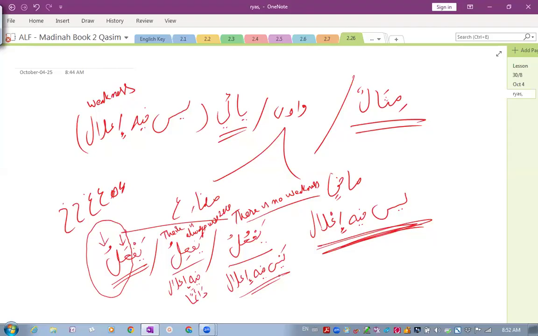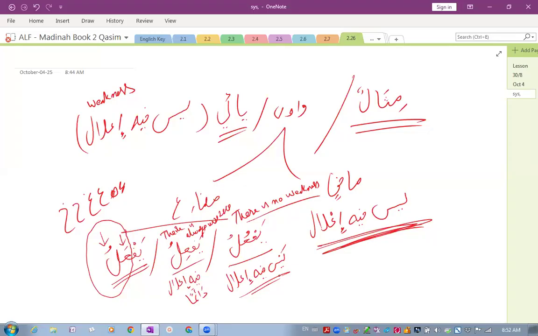So this is basically the summary of mithal. If somebody remembers this, and we did exercises of it in our previous classes, a lot of exercises, you should be able to do this from memory. So mithal could be wawi or yai. Mithal yai, no weakness in it. Treat as usual. So easy.